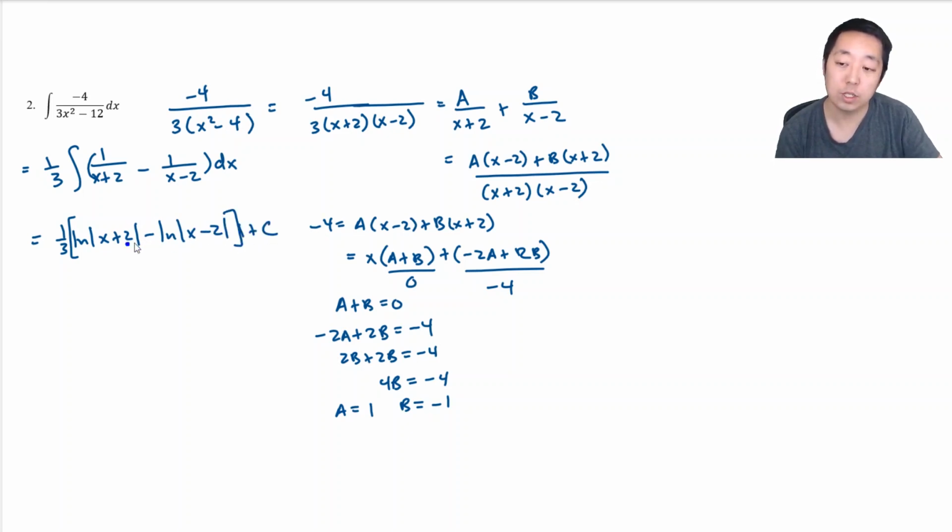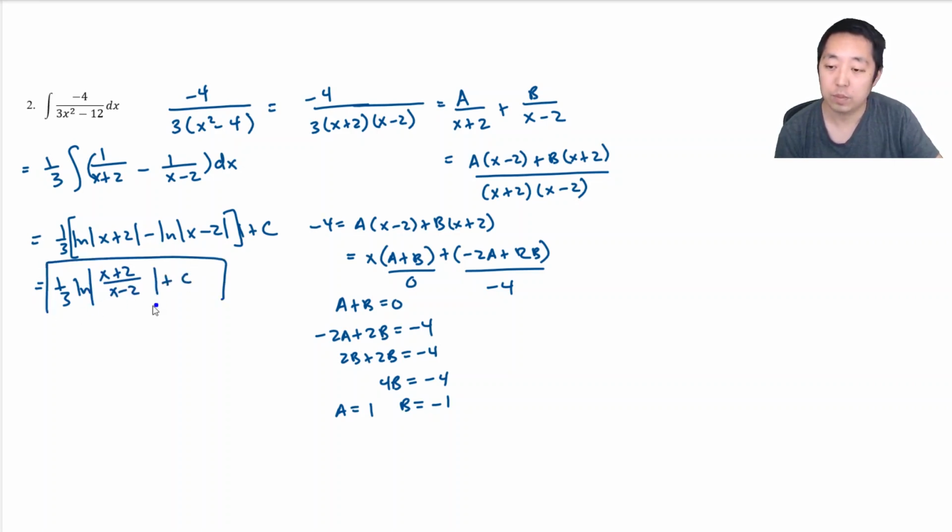If you wanted to, you could do your log rules. So this equals 1/3 ln. When I subtract two logs, I divide it, (x + 2)/(x - 2) + c. Technically, it's the absolute value there. Okay?